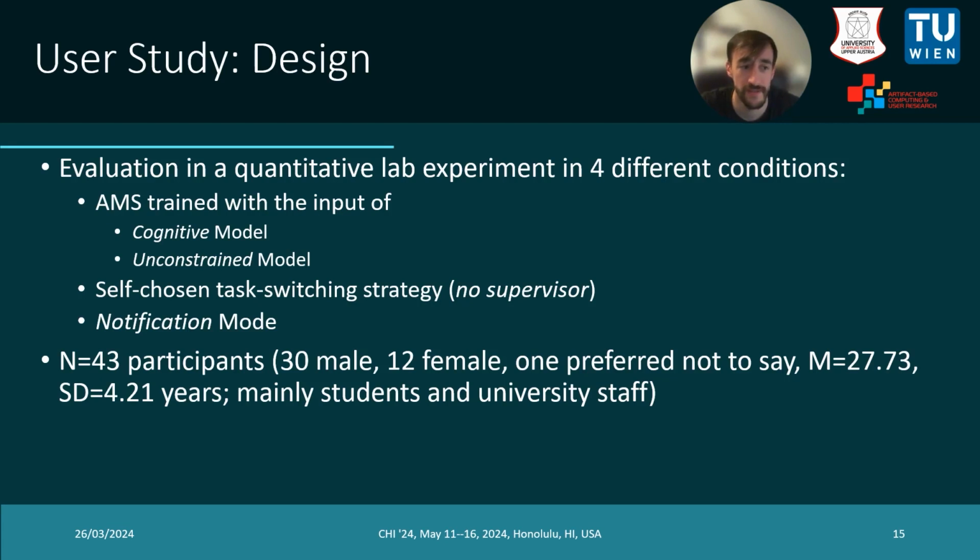Then our participants also used a self-chosen task switching strategy. Therefore, they had to switch between the platforms based on the shoulder buttons. And we also included a notification mode where we do not automatically switch to the currently inactive task, but before that there will be a notification, and then the participant has to switch by themselves. And this user study consists of 43 participants, 30 male, 12 female, and mainly students and university staff.